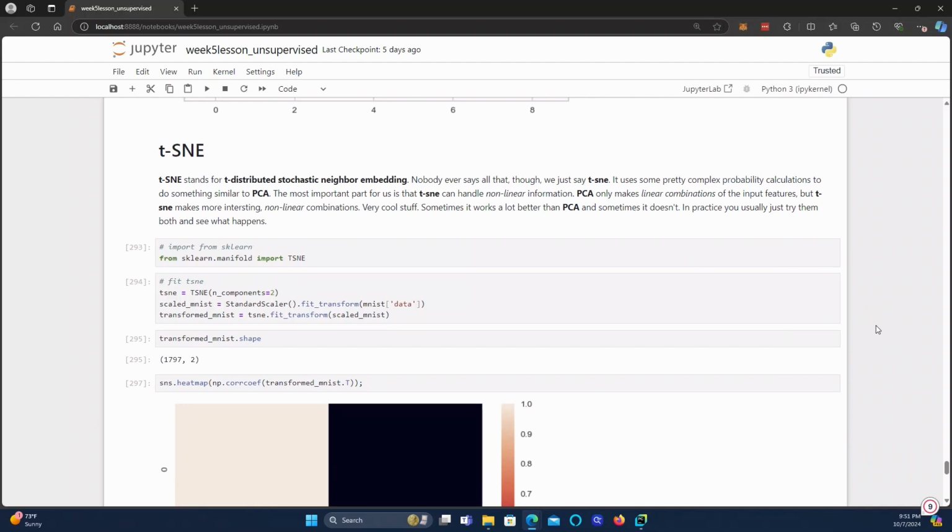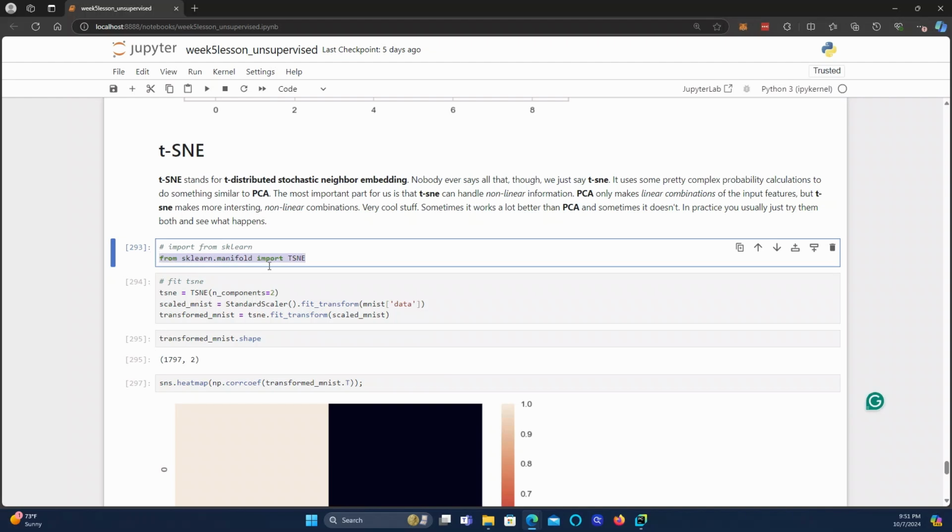Okay, so PCA only makes linear combinations of input features. It can only make straight lines. It can only multiply and add, basically. But t-SNE makes a lot more interesting nonlinear combinations. Really cool stuff. Sometimes it works a lot better than PCA, and sometimes it doesn't. And in practice, you usually just try them both and see what happens.